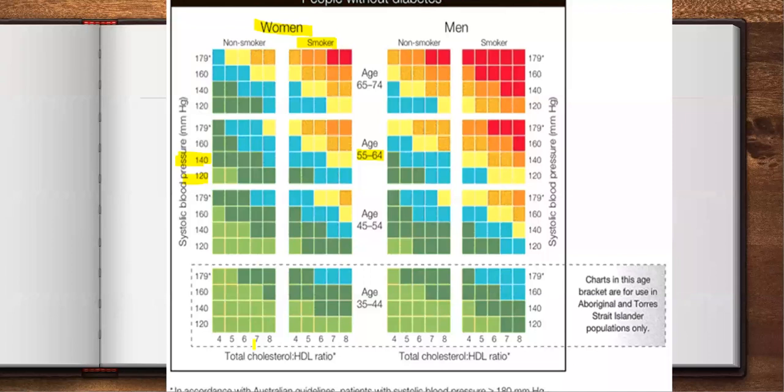Now I need to find out the x-axis. It says that the cholesterol HDL ratio is 6.6. Now you need to understand the cholesterol HDL ratio thing. For this box, the highest limit is 4.5, not 4. Then this one is 5.5. Then this one is 6.5, 7.5, 8.5.